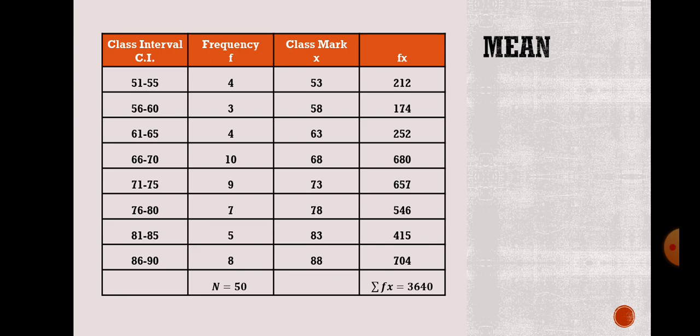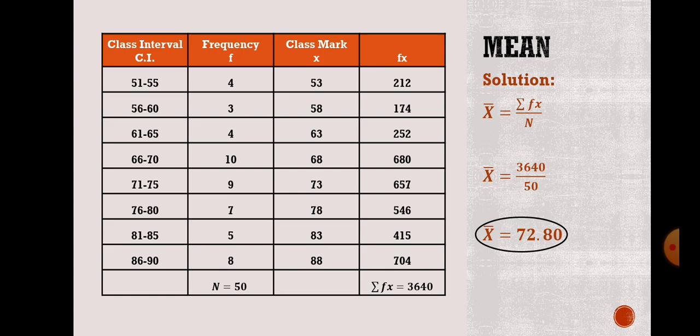Okay, so after completing the frequency distribution table, let us follow the given formula. So we have the solution, which is: the mean is equal to the summation of f times x divided by n. So therefore, we will be having 3,640 divided by n, which is the total number of observations. So therefore, the value of the mean would be 72.80. Okay, so that will be the way on how to solve for the mean of group data.